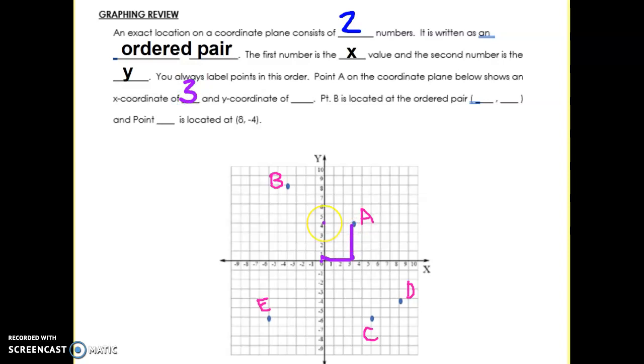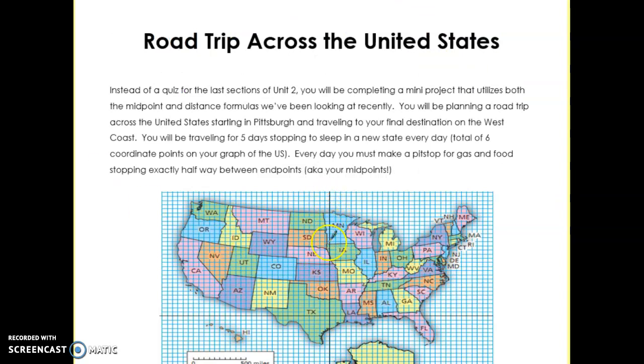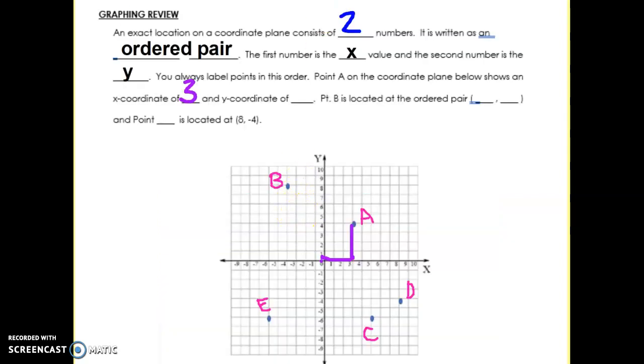Now again, you can see the 4 right here along the axis, or guys, you can also just count the lines. That's going to be important because if we glance back real quick, if you notice, there are no numbers on that coordinate plane over the United States. So if you didn't see that number 4 there, we could also hop down. So 1, 2, 3, 4. So my Y coordinate is 4.